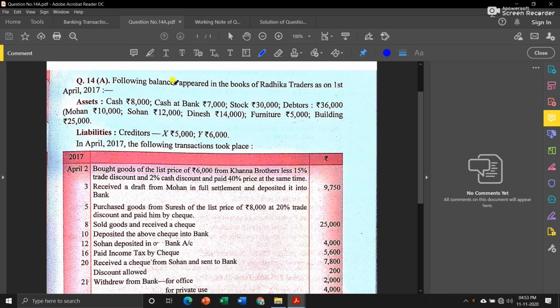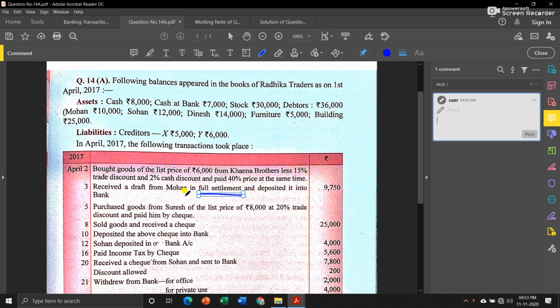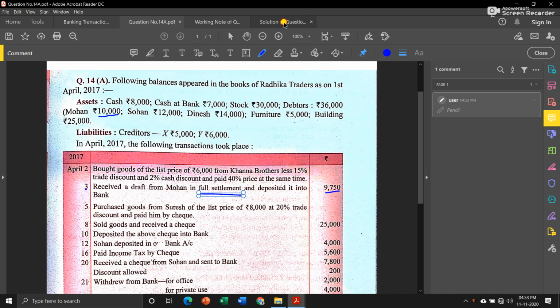Then the next transaction is received a draft from Mohan in full settlement. When you see full settlement, that means there is some due that he was supposed to pay us. When we check on our asset side, he was supposed to pay us 10,000, but instead he gave us a check of rupees 9,750, and we deposited that check into the bank on the same date, that is on date 3. So we have to find out how much discount there was, and that discount will be known as discount allowed.